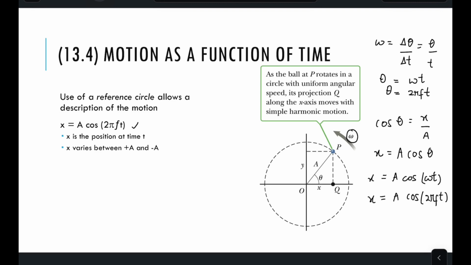So from this equation, we may observe that A is the maximum displacement, also the radius of the circle. This is constant, 2 pi f is also constant because omega is constant. The thing that is going to vary x is actually time. Whenever the t changes, the x also changes. So from this equation, we are looking at the position as a function of time.